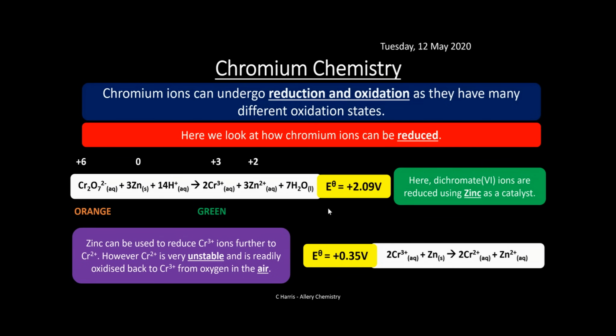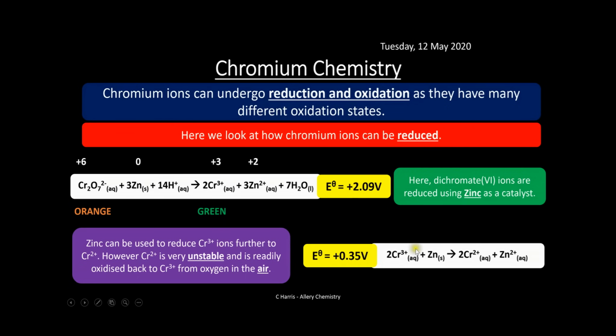So zinc can be used to reduce Cr3+ ions further to Cr2+, so you can keep on going. However, Cr2+ is really unstable and readily oxidizes back to your Cr3+. It's really difficult to form Cr2+. I'd be very surprised if you've managed to hold on to it in the lab, but it can be done if it's done in an inert atmosphere. The E0 value is +0.35, so it's still feasible, just about.